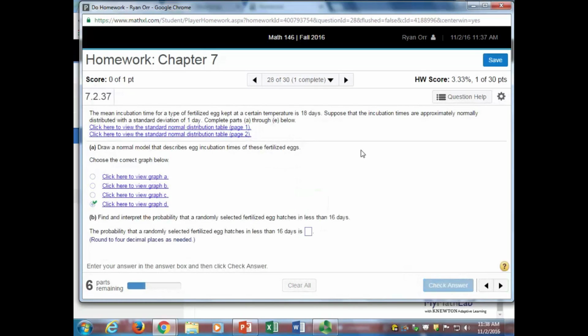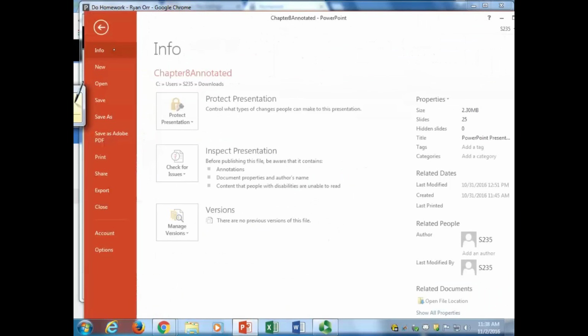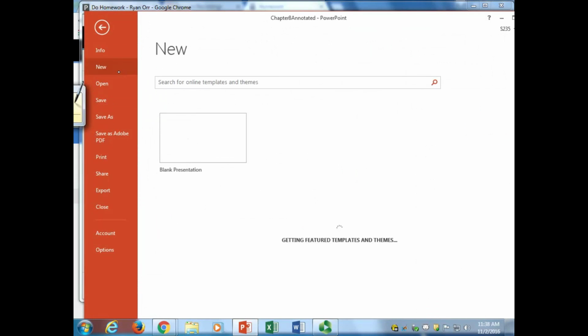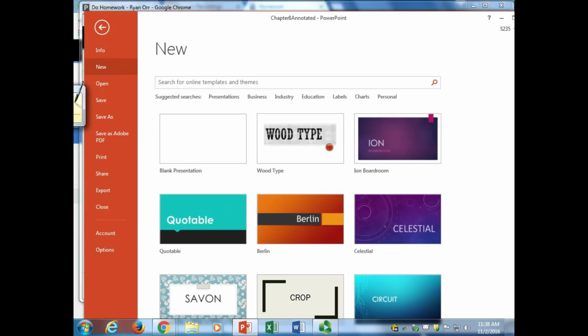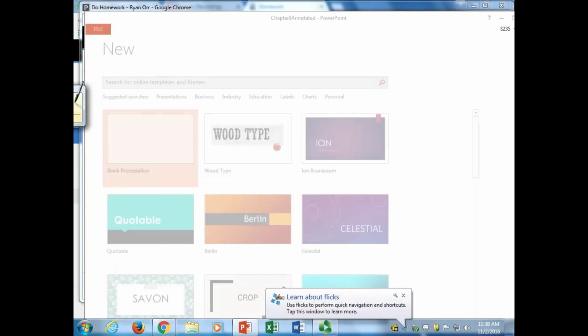Okay, cool. Find and interpret the probability that a randomly selected egg hatches in less than 16 days. Okay, so let's see here. Man, this thing. Watch me. Now I'm gonna break the computer myself. Maybe we should do one of those cool colors.